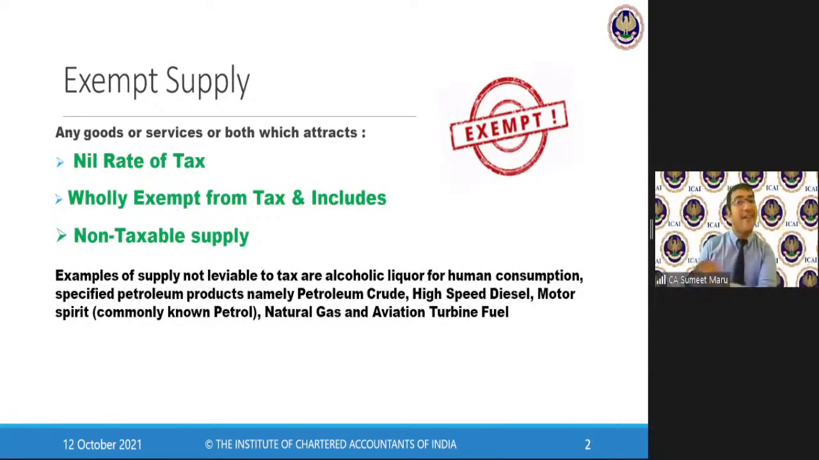So now, when you are learning the definition of exempt supply, you need to know there are three things that are going to be considered under exempt supply. First, nil rate of tax goods, whatever goods and services at 0%. Second, the goods and services specifically given as an exemption. And third, non-taxable supply, on the goods and services where the GST provisions are not applicable. So these three things come under the criteria of exempt supply. Okay, any queries so far? Just a minute, I will check your queries.